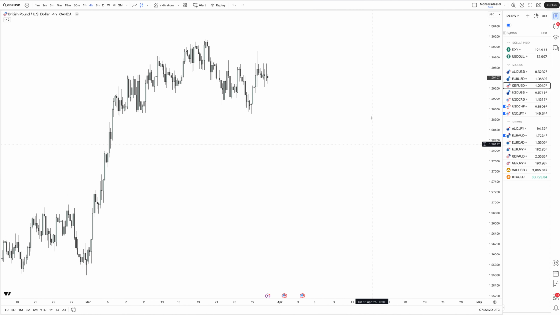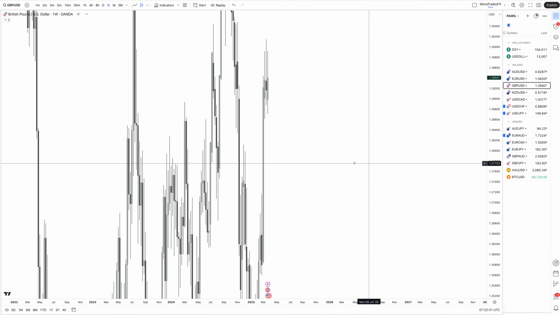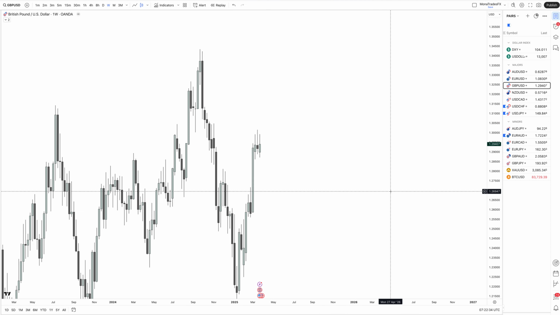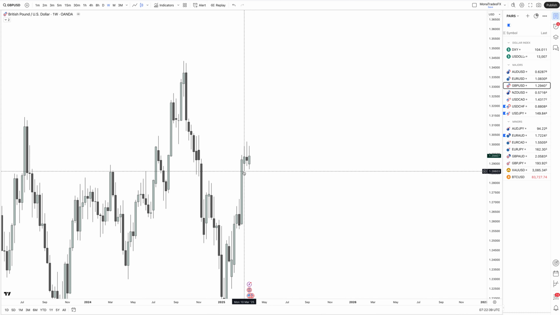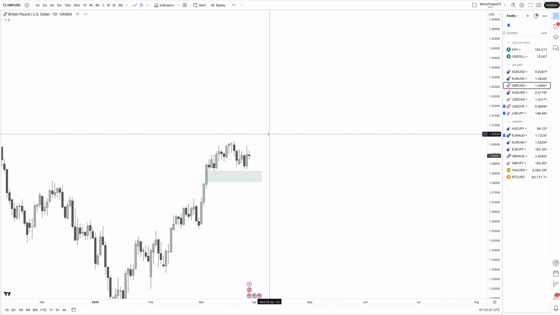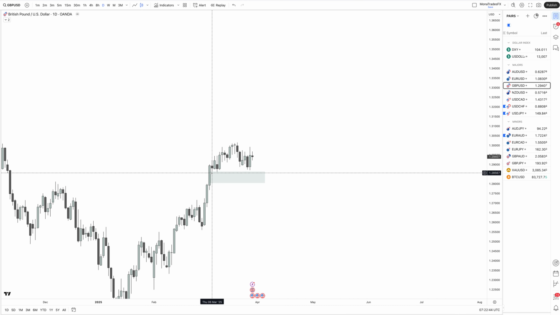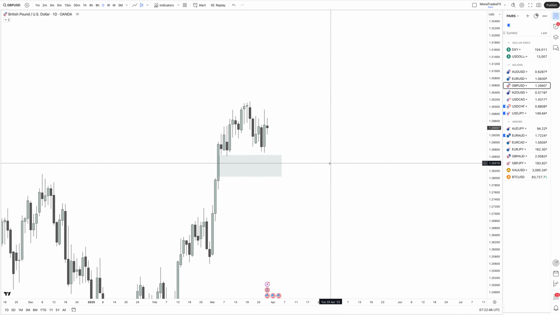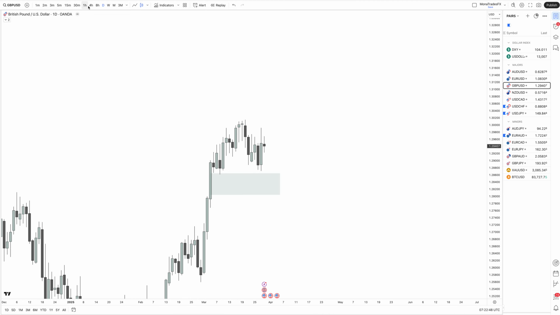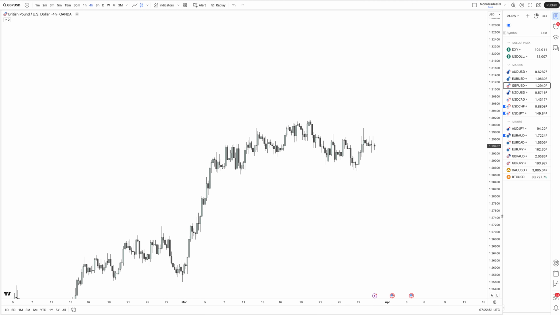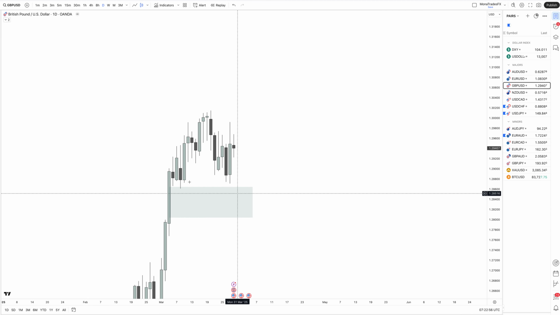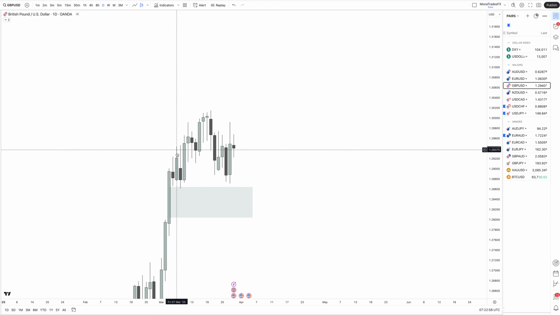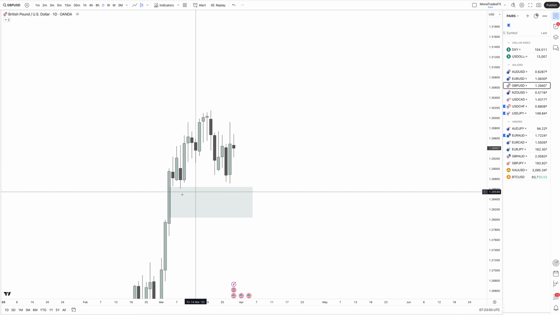Same with GBP dollar, but this one is just so disgustingly choppy, honestly. With GU, we didn't tap into this weekly. On the daily time frame, we haven't tapped into this imbalance. We didn't come down again to tap into it. However, I was thinking that we don't need to come back into it either. Price can obviously come back, but it doesn't have to, simply because when we had a move up from this level, we actually came back and tapped into this imbalance. So it's not really necessary for price to do it again.